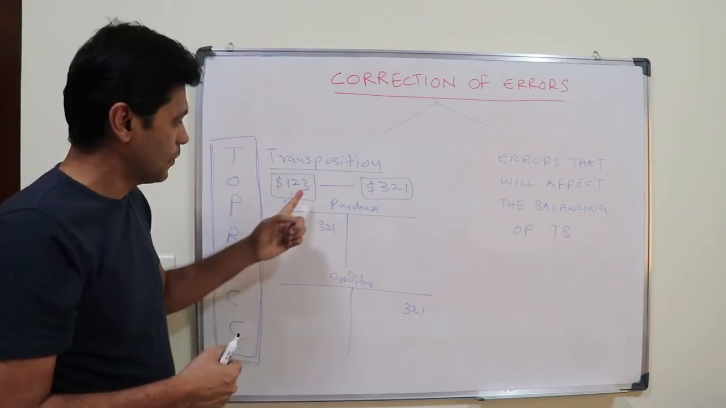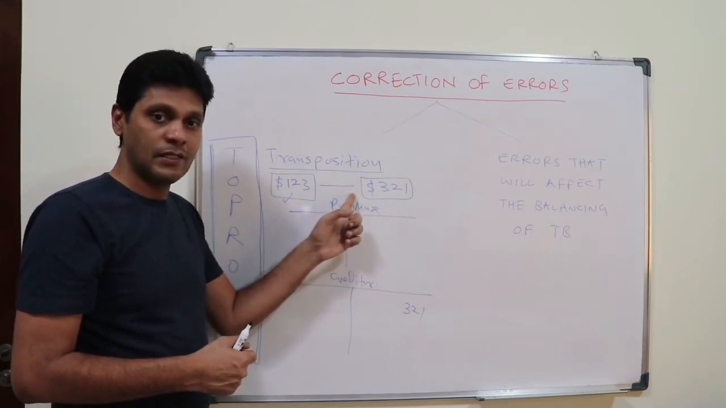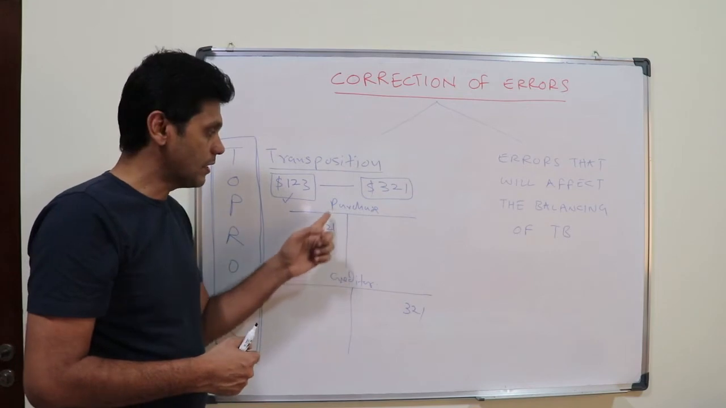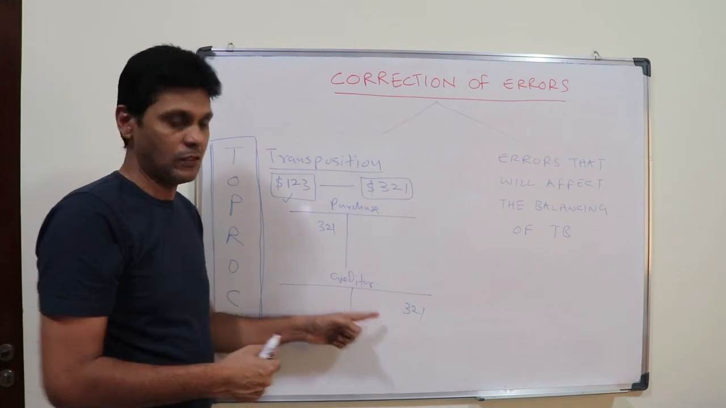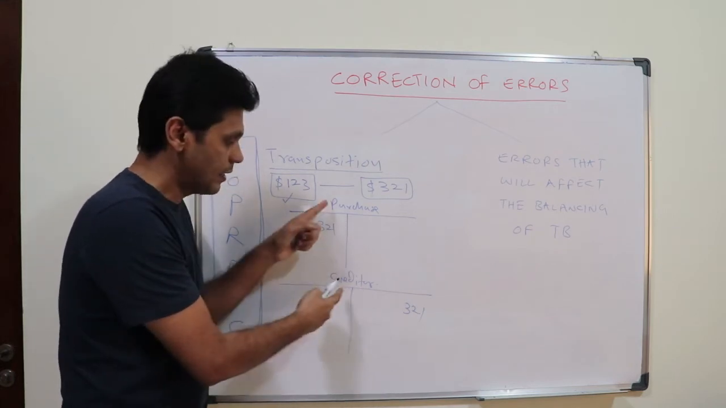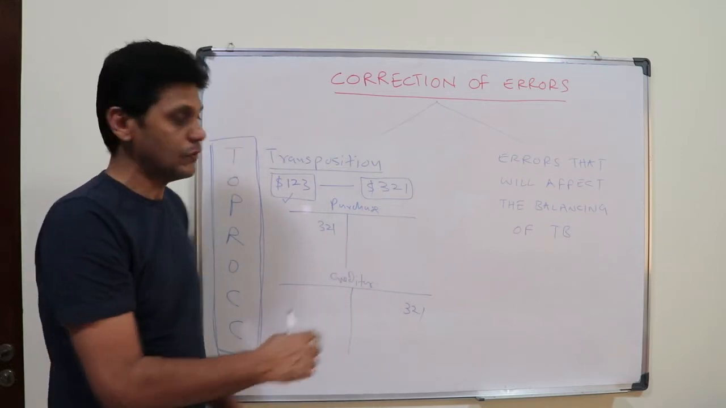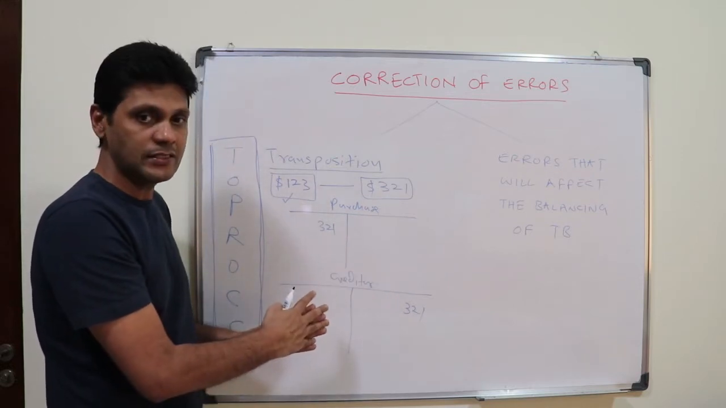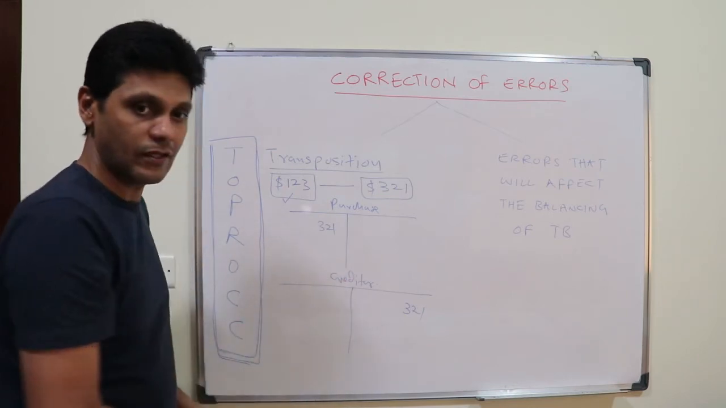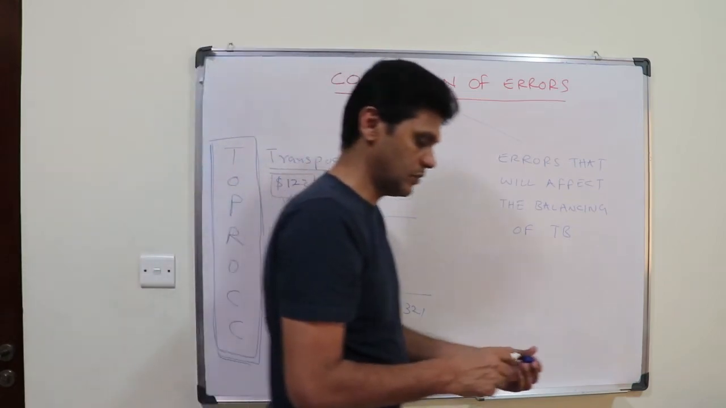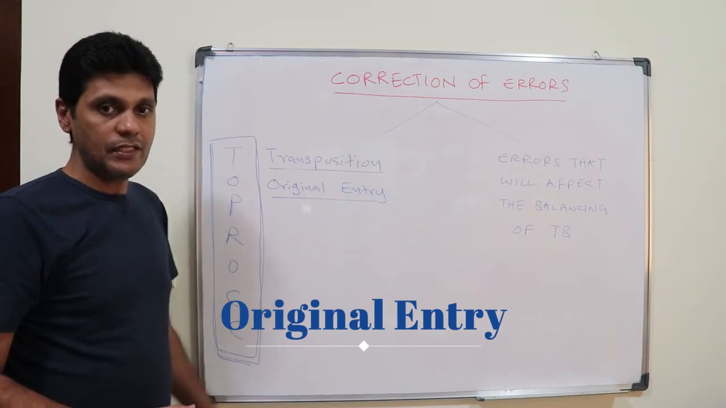You understand? So when you record the amount incorrectly, but to the correct account, and the double entry is also correct, your double entry is correct and the account is correct, but the amount is incorrect. These kinds of errors are known as transposition errors. So you can take down errors of transposition. The second one is errors of original entry.